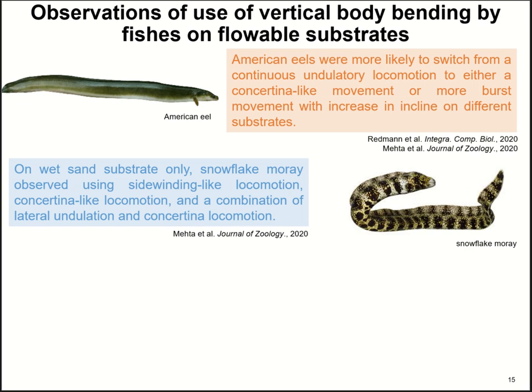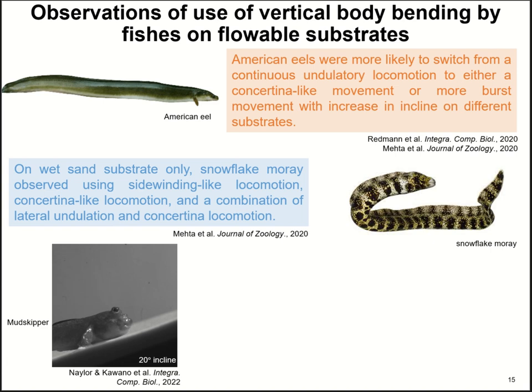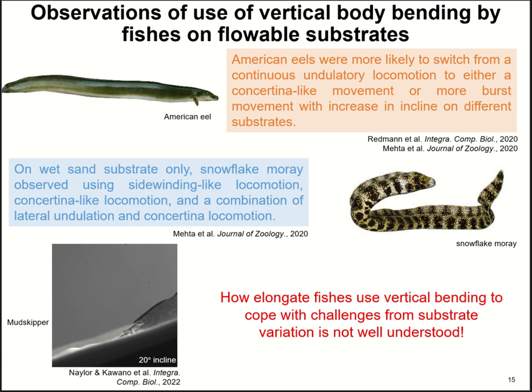It is plausible that these elongate fishes use gaits involving vertical bending, because there have been observations of American eels and snowflake moray using vertical bending when moving on flowable substrates. A previous study mentioned the use of vertical bending by mudskippers when moving on inclined sand, but how elongate fishes use vertical bending to cope with the challenges of substrate variation is still not well understood.